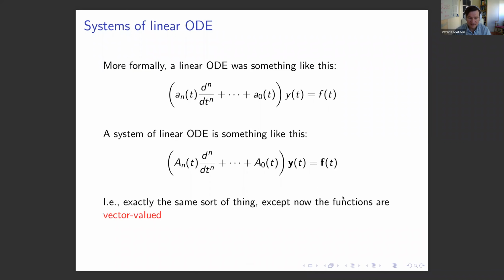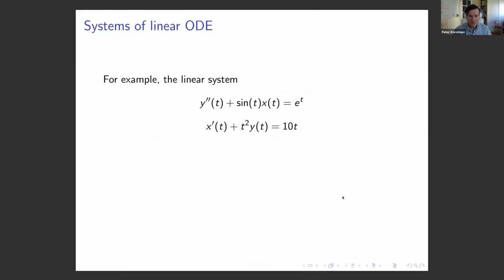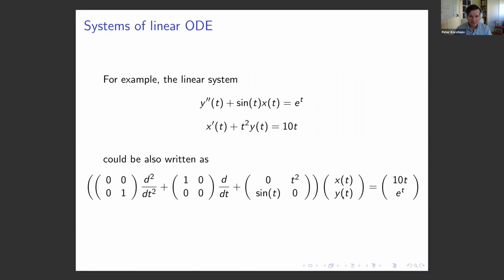So that is exactly the same sort of thing, except now the functions are vector valued. They're maps from R to R^n rather than just maps from R to R, and the coefficients are matrix-valued functions. So for instance, the system of equations from the previous slide can be written as this differential operator with 2x2 matrices multiplied by the second derivative, first derivative, and just the matrix, acting on (x, y) equal to the vector (10t, e^t).